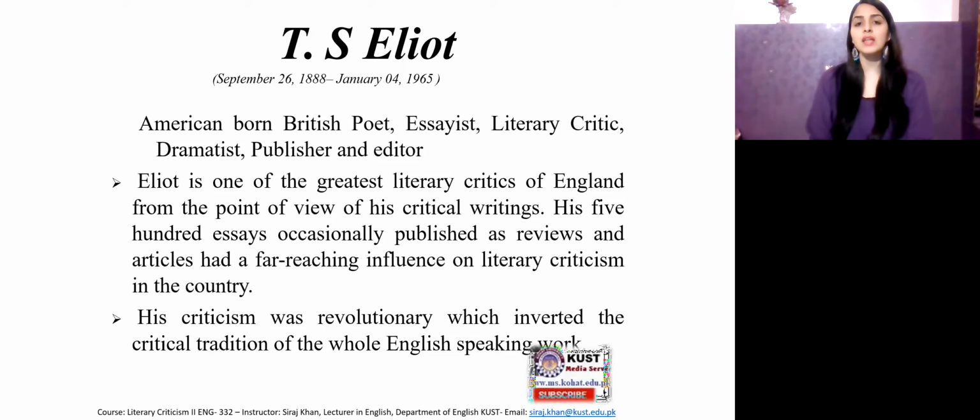His 500 essays, occasionally published as reviews and articles, had a far reaching influence on the literary criticism in the country. His criticism was revolutionary, which inverted the critical tradition of the whole English speaking world. So, by this, you will understand he was a great critic and he was one of the greatest literary critics of England because of his critical writing.